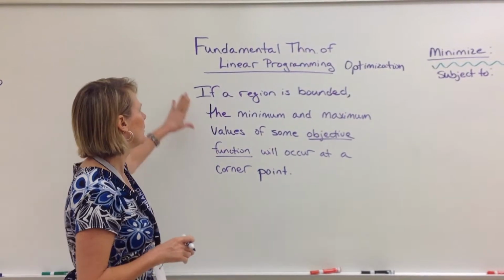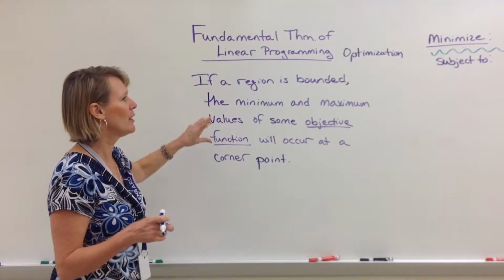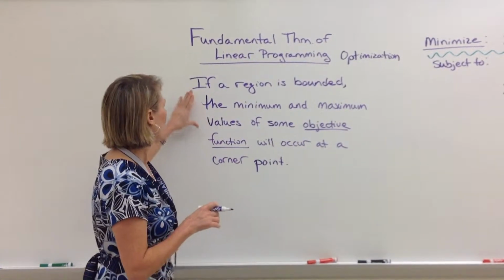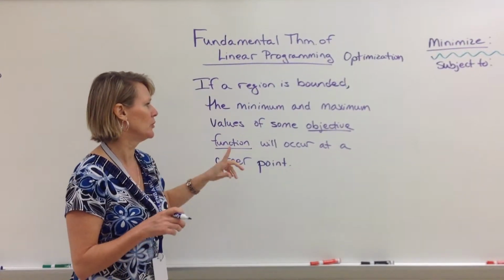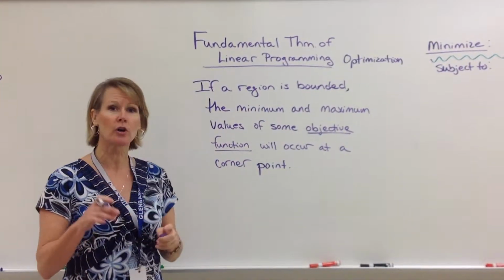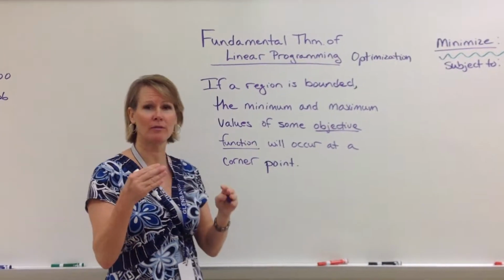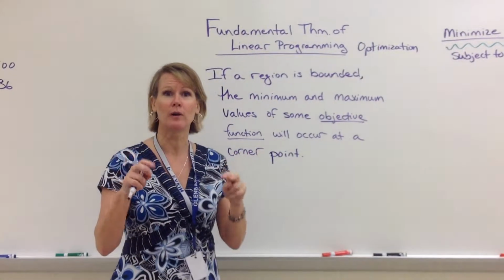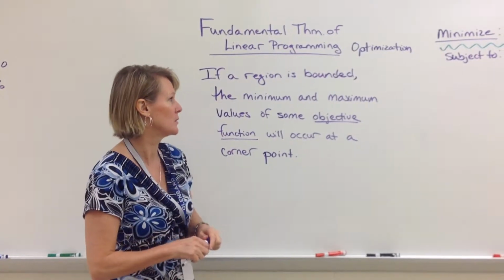So the fundamental theorem of linear programming or optimization says that if you have a region, so yesterday we learned about regions like a polyhedron, and we'll talk about that in a second, the minimum or maximum value of some objective function will occur always at one of the corner points. So yesterday you spent a lot of time graphing and then finding those corner points. So today we're going to figure out which one of those gives us the optimal value, either a minimum or maximum. Sometimes we need either.